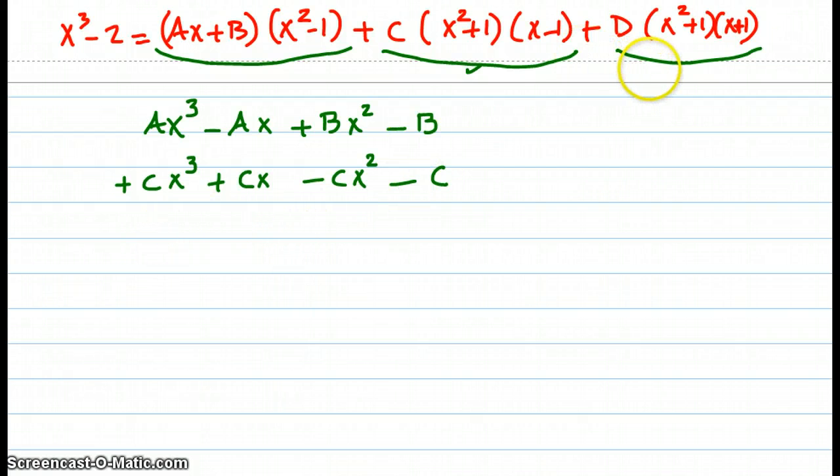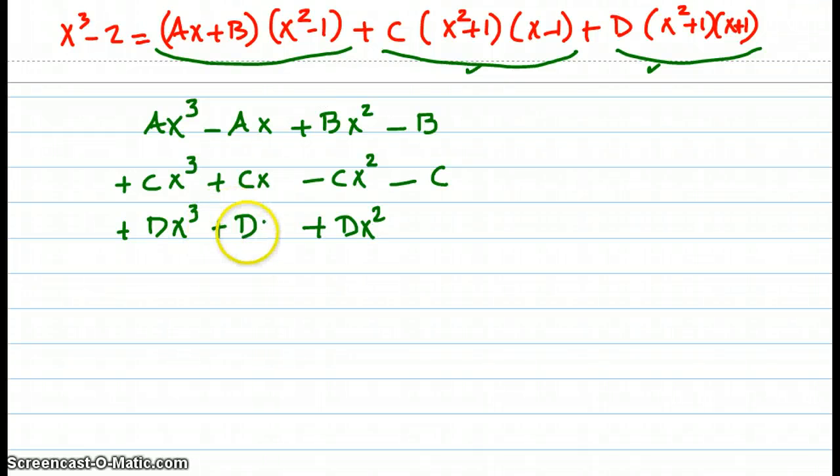Okay, the last term now. d times x squared times x gives me dx cubed. d times x squared times negative 1 gives me negative dx squared. d times 1 times x gives me plus dx. d times 1 times negative 1 gives me negative d.